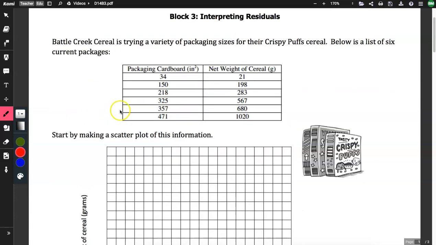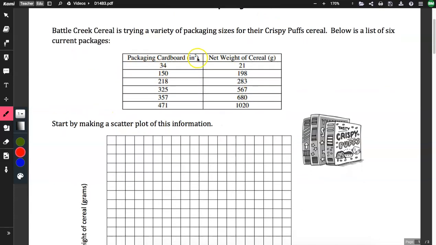Okay, so we have our data collected up here. So our packaging is our X variable, because that's the part that they control. They're changing the packaging and then measuring how much the box can hold, how much cereal. So that would be our Y variable.